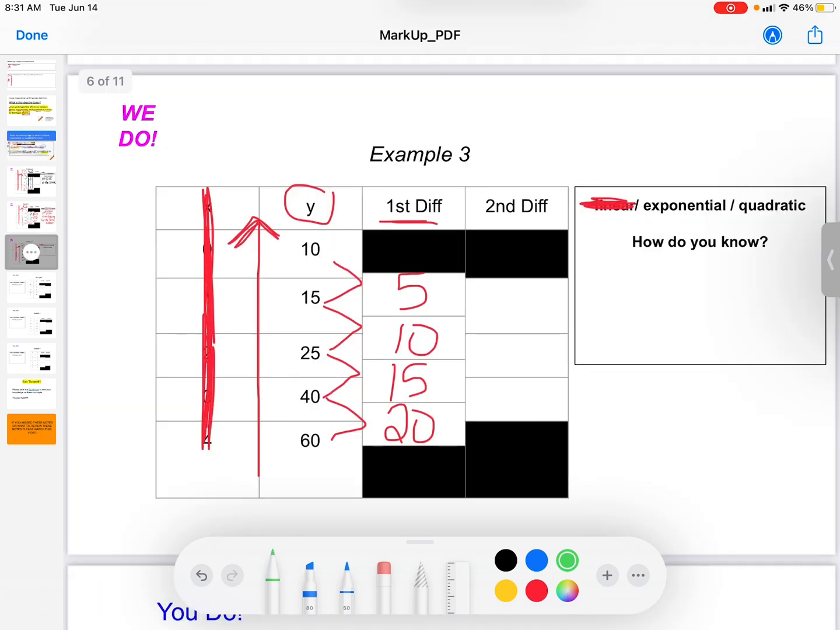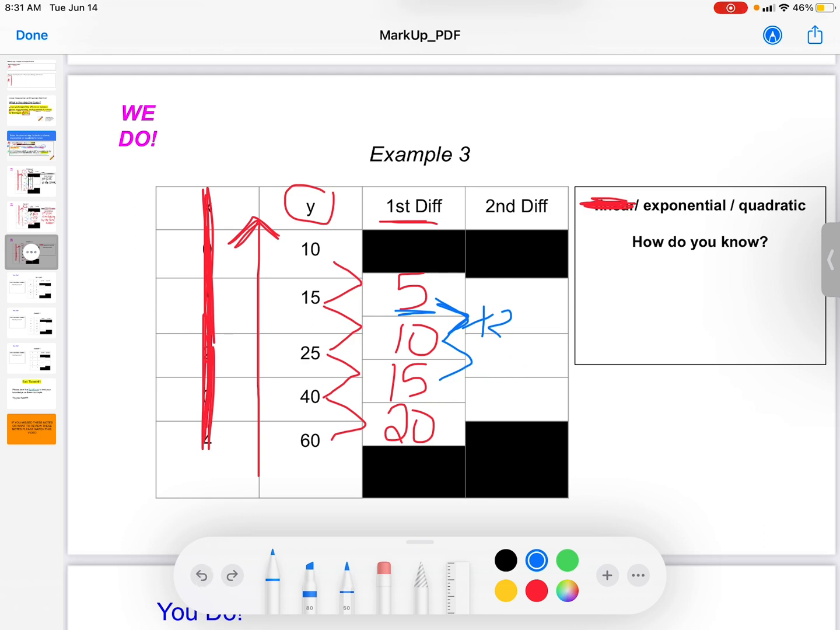Well, let's look and kind of talk it out. When I look at 5 and 10, is there anything times 5 that could get me 10? Well, I do know that 5 times 2 equals 10, so it's possibly exponential, but again, it has to work every single time. So what if I did 10 times 2? Is 10 times 2 15? It's not. 10 times 2 is not 15. So I can see right away that yes, multiplication worked, but it didn't work every time. So it is not exponential.